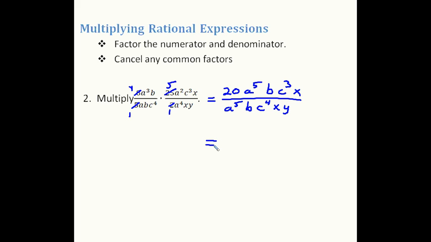I wrote it that way because now it's going to be easier to simplify. We still have our 20 in the numerator. A to the 5th and a to the 5th reduce to be 1. B and b reduce. C to the 4th and c cubed, well, this one will be gone and we'll just be left with a c to the 1st. And then x cancels with x. And now we can see what we have left here. I already wrote the 20. We have 20 in the numerator, and cy is left in the denominator.